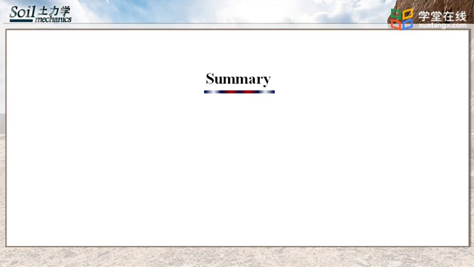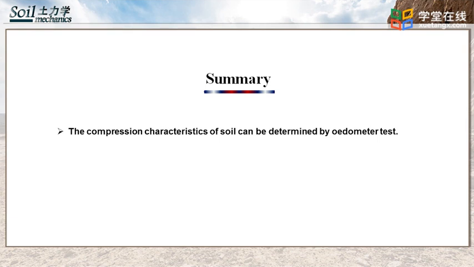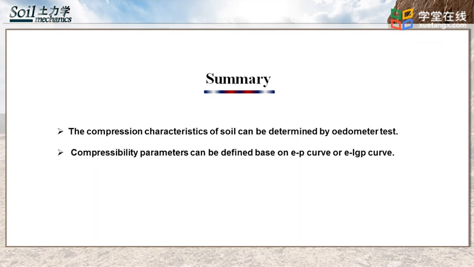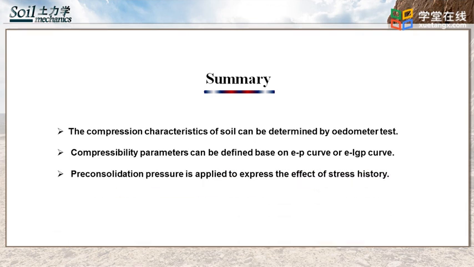Let me summarize. The compression characteristic of soil can be determined by odometer test. Compressibility parameters can be defined based on e-p curve or e-log p curve. Pre-consolidation pressure is applied to express the effect of stress history.